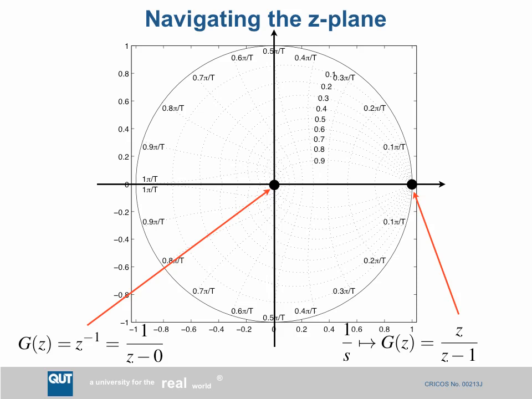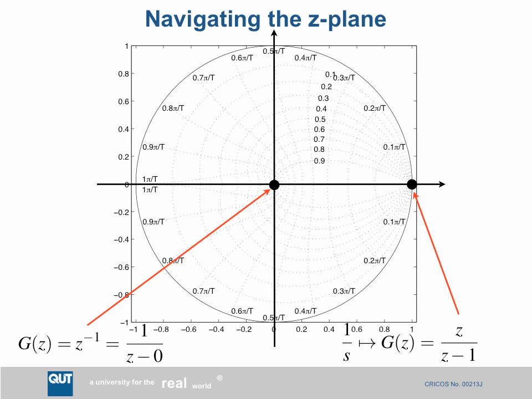It's a really useful landmark, useful thing to keep in mind when you think about the z-plane in an intuitive way. Now, the point at the origin on the z-plane that I've also marked is pretty interesting. It corresponds to z to the minus 1. It corresponds to a delay of 1 time step. Now, we can't represent a delay of any sort in the s-plane.